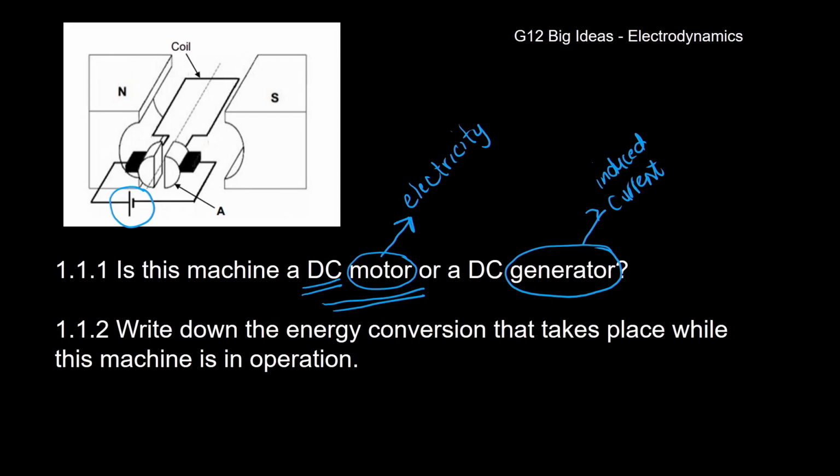Write down the energy conversion that takes place while this machine is in operation. So let's think about that. We are not having to move the machine. Okay, so that's not mechanical energy. What does it start with? It starts with electrical energy. So electrical energy, how do I know that? Because I have a power supply.